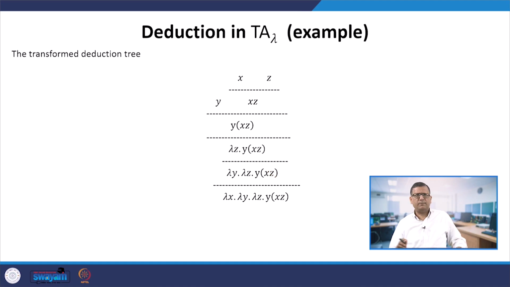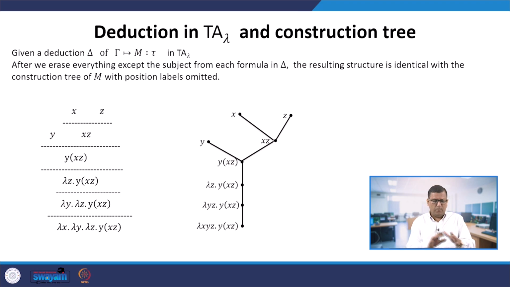So then the transform deduction tree will look like this. We only have the subterms, the x, z and so on. Now we can place these two things together side by side. Here, in the construction tree, we have omitted the position levels, and here is the transform tree obtained from the deduction of m has type tau in the context gamma.